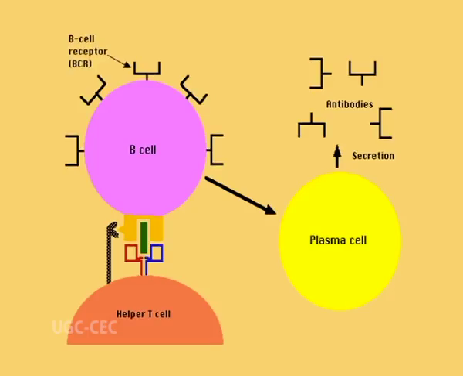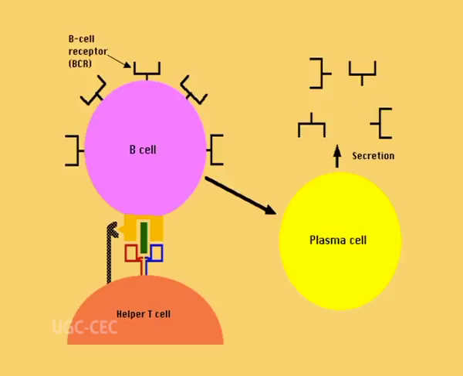B cells express a unique B cell receptor BCR, an immobilized antibody molecule. All the BCR of any one clone of B cells recognizes and binds to only one particular antigen. Once a B cell encounters its cognate or specific antigen and receives additional signals from a helper T cell, it further differentiates into an effector cell known as a plasma cell.